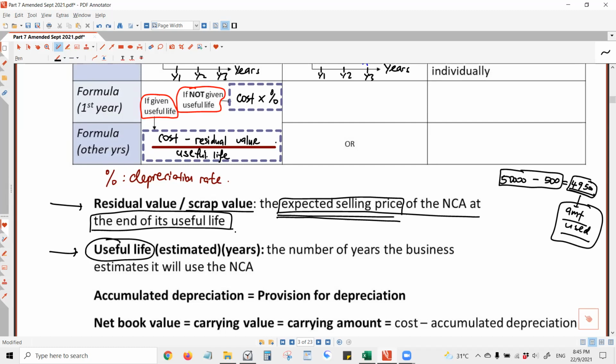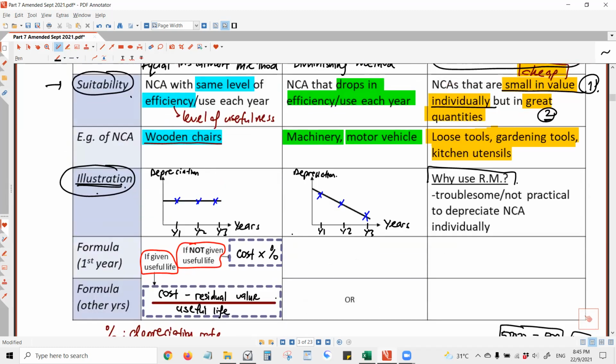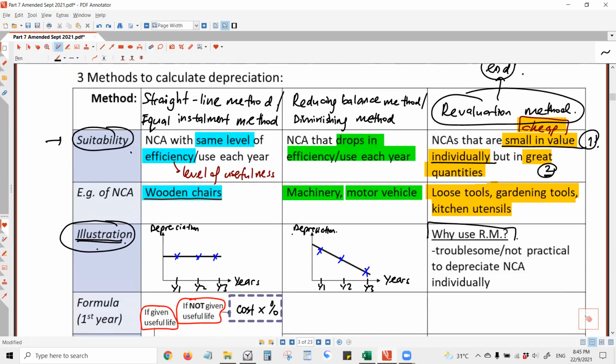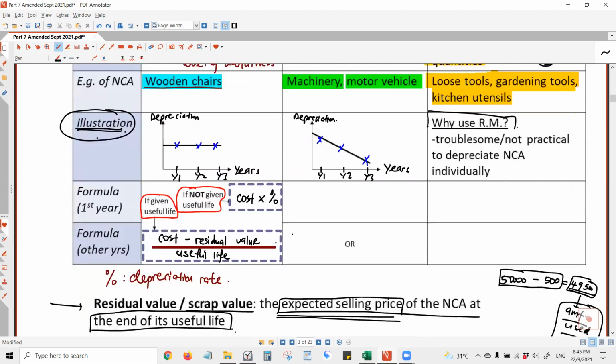Now let me conclude about the formulas you should use for straight line method. When the question asks you to use straight line method, then you have to decide which formula to use. You have two formulas here: cost times percentage, or cost minus residual value divided by useful life. Which one you should use? It depends on whether you have useful life or not. If you don't have useful life, you use this formula. If you are given useful life, then you use this formula. Get what I mean? Okay.